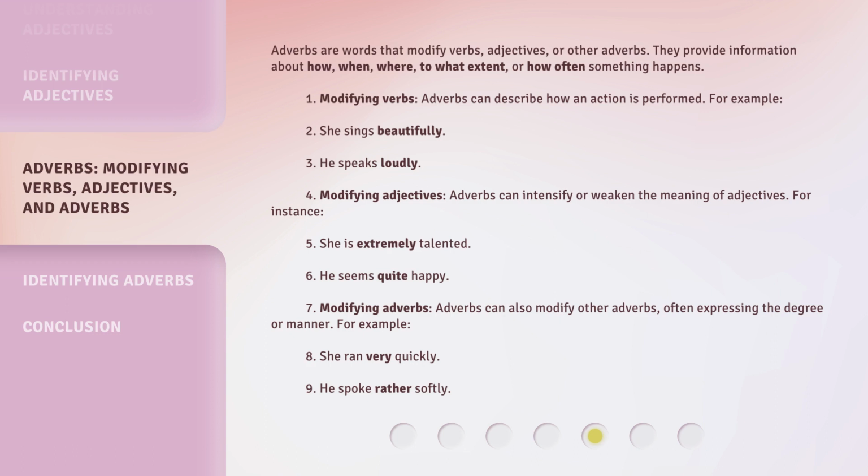2. Modifying adjectives. Adverbs can intensify or weaken the meaning of adjectives. For instance, she is extremely talented. He seems quite happy. 3. Modifying adverbs. Adverbs can also modify other adverbs, often expressing the degree or manner. For example, she ran very quickly. He spoke rather softly.